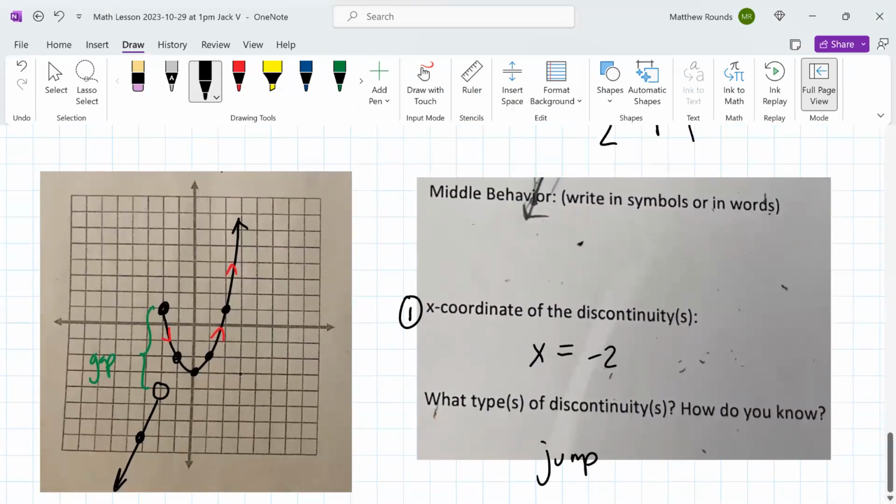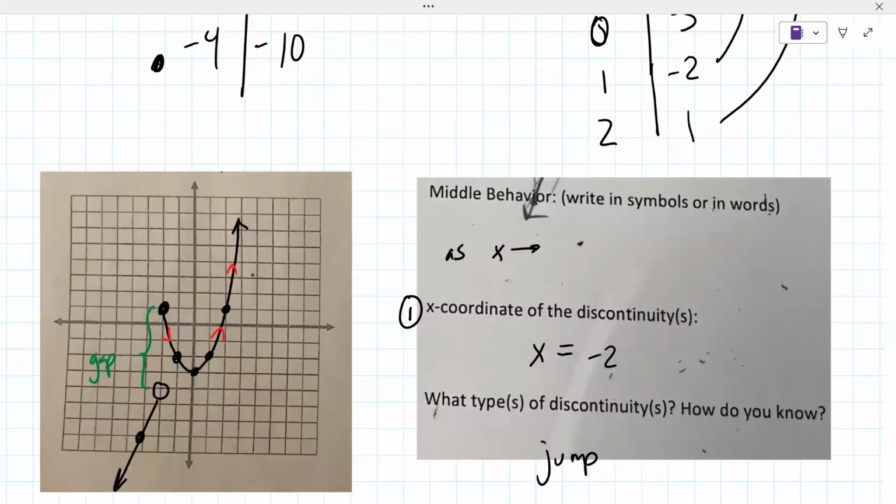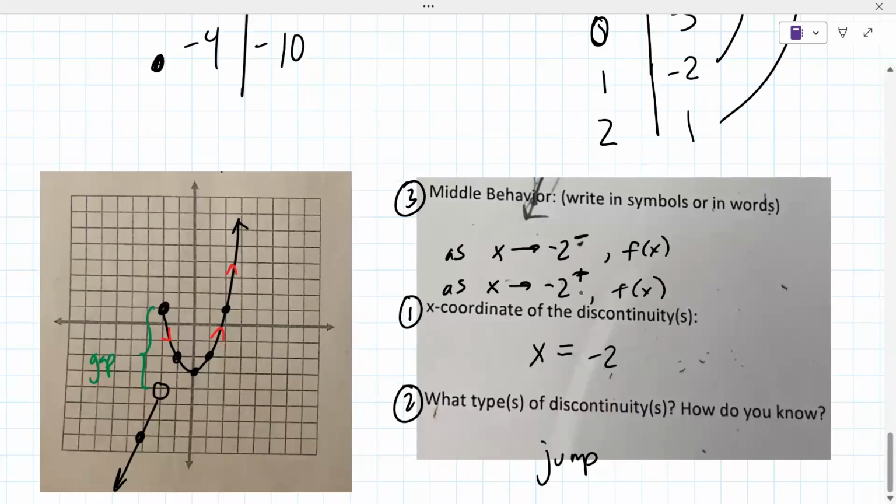Then you can do the middle behavior. This is where you need to know the discontinuity. So it's as x approaches -2 from the left. Remember we used that notation. As x approaches -2 from the right. If you wonder where -2 came from, it came from the discontinuity, and then there's going to be from the left, from the right. You have to give me the value that it approaches, the y value.